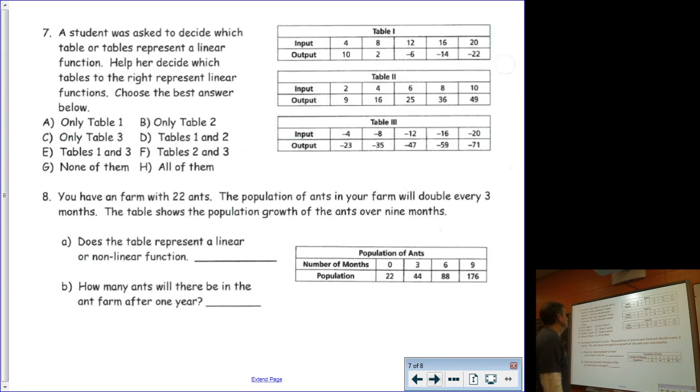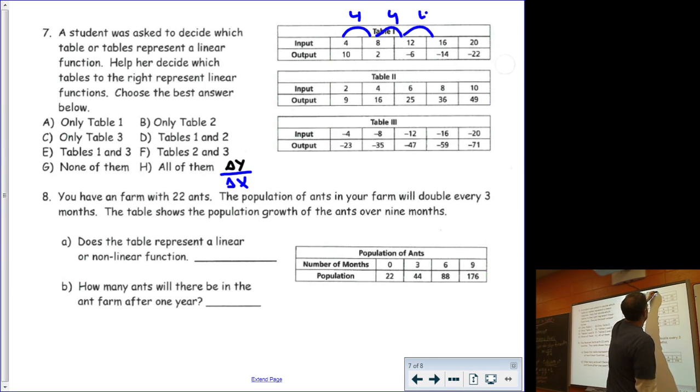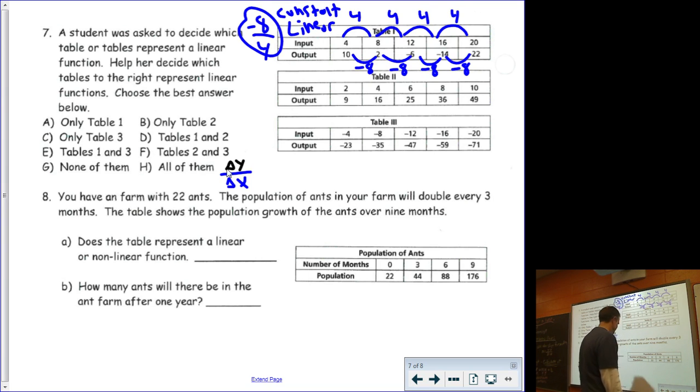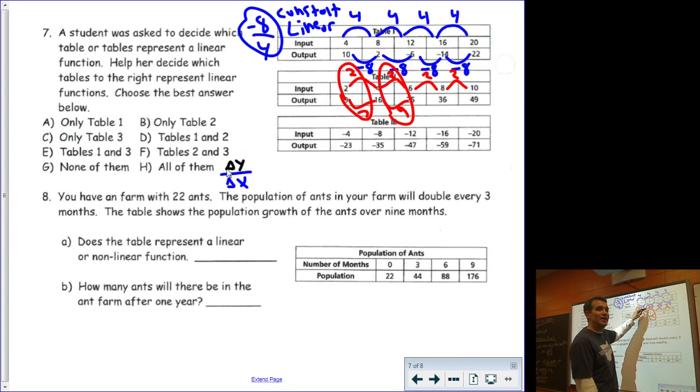Number 7. A student was asked to decide which table or tables represent a linear function. All right, so for all the tables, I'm going to do the change in y over the change in x and see if it's constant. This one is 4, 4, 4, 4, negative 8, negative 8, negative 8, negative 8. This one is negative 8 over 4, constant. So this one is linear. The second one goes up 2, 2, 2, and 2, goes up 7, goes up 9. 7 over 2 is not the same as 9 over 2. So in this one, the change in y over the change in x is not constant. This one is not linear.